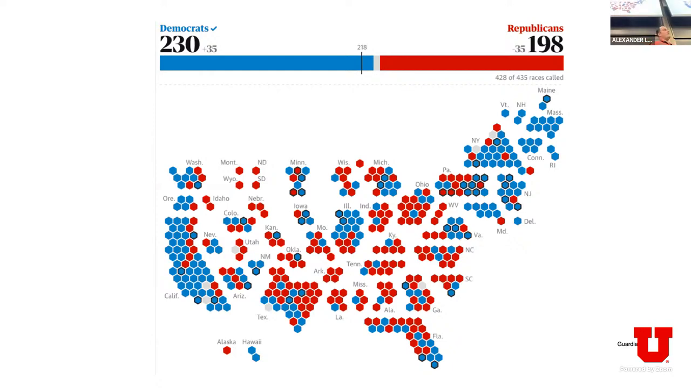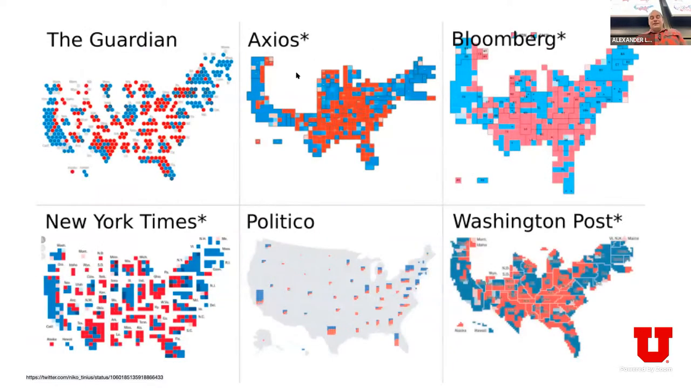There are hexagons here, which I also like a lot. This is by The Guardian. And then here's an Axios version, a Bloomberg version, Washington Post version, Politico version, New York Times version, and The Guardian version. Which of those do you like best? Guardian, New York Times? Yeah.